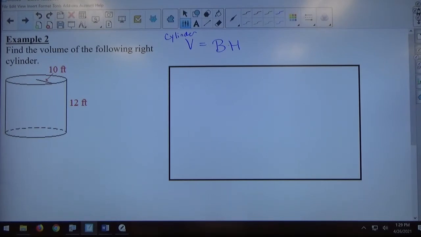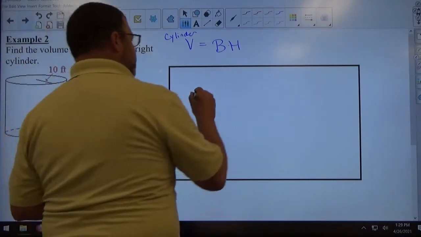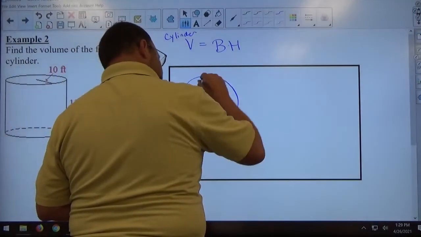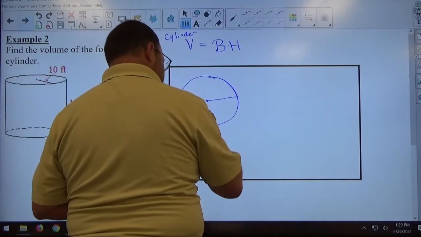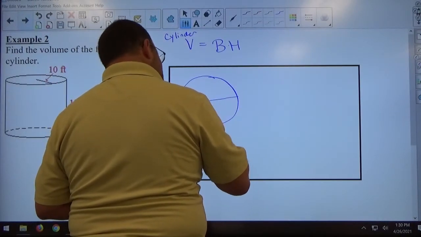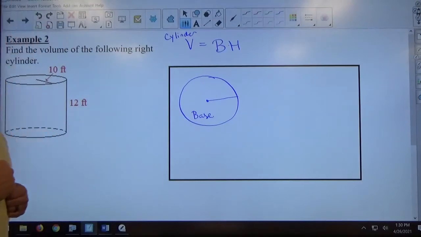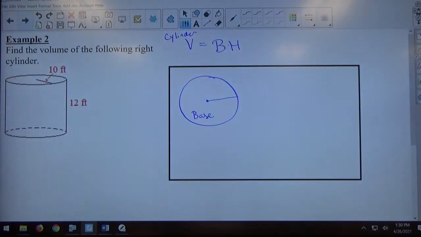The difference in each of these problems is what type of shape is the base. That creates a different area formula based on the shape that the base is. In this case, what is the base? A circle. So I'm going to start off by drawing my base. The dimension of the base I need for a circle is just the radius, which they've told me is 10 feet.